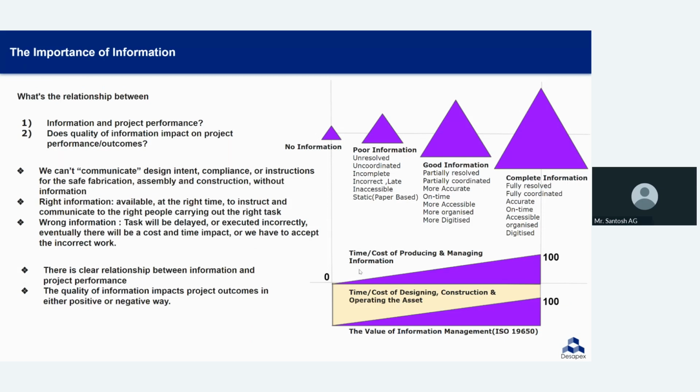I would say good quality information could be categorized as being accurate, on time, available, and clear for the people who are executing the task. And poor quality information could be categorized as being incorrect, unresolved, or late, unavailable, or finally unclear for the people executing the task.